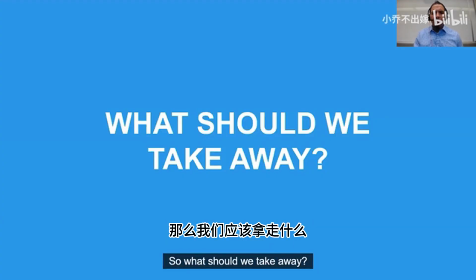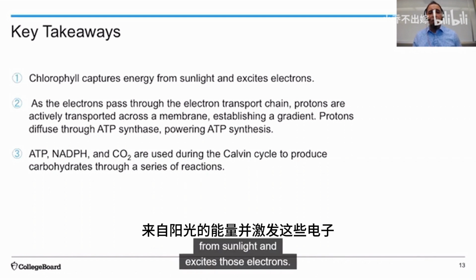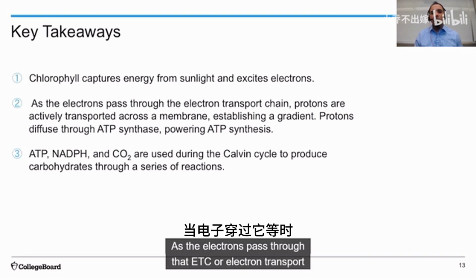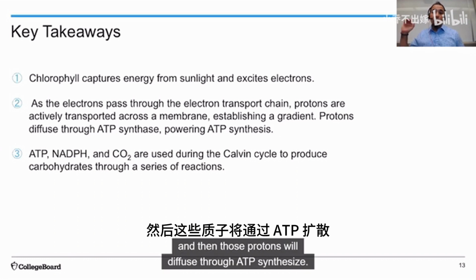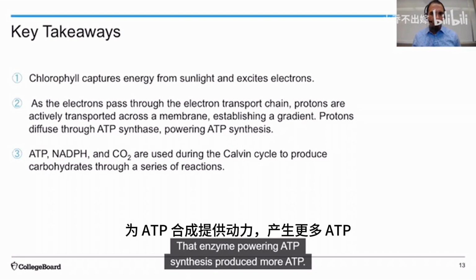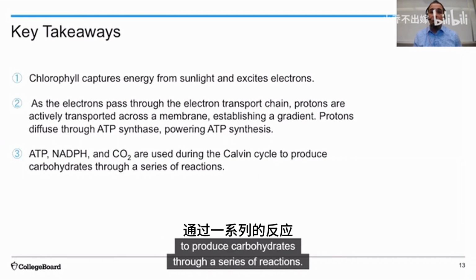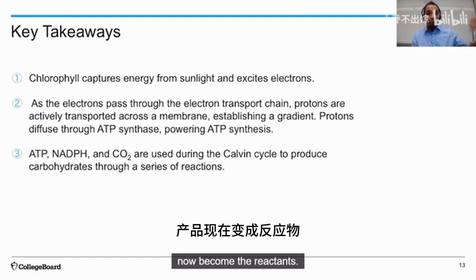So what should we take away? The key takeaways, and there was a lot of information in this video, are that chlorophyll captures energy from sunlight and excites those electrons. It's all about the electrons. As the electrons pass through the ETC, or electron transport chain, protons are actively transported across a membrane. They establish a gradient, and then those protons diffuse through ATP synthase, that enzyme powering ATP synthesis, producing more ATP. The ATP, NADPH, and CO2 are used during the Calvin cycle to produce carbohydrates through a series of reactions. As I mentioned before, the products now become the reactants.